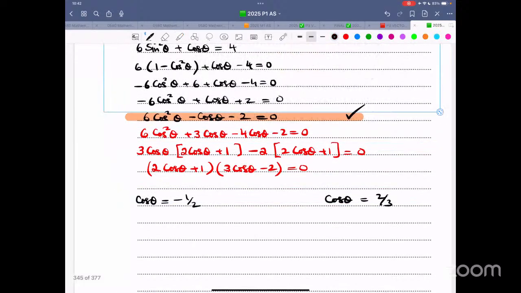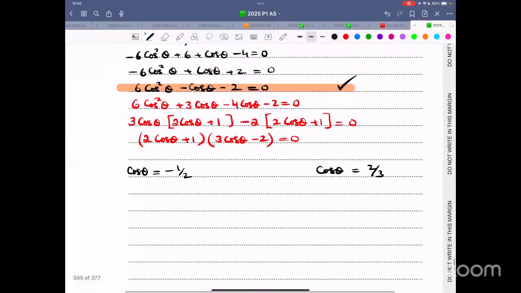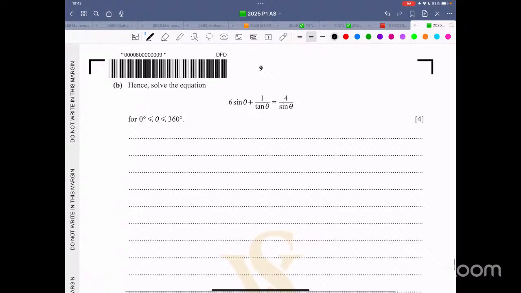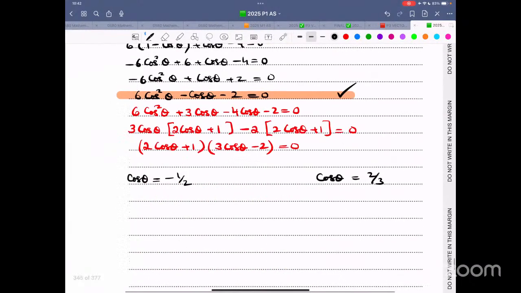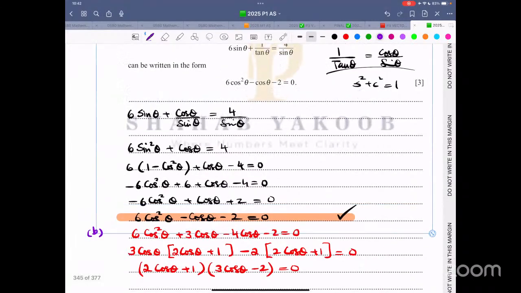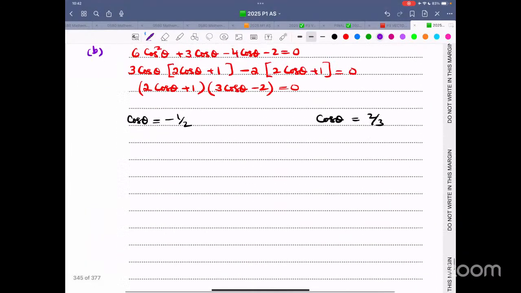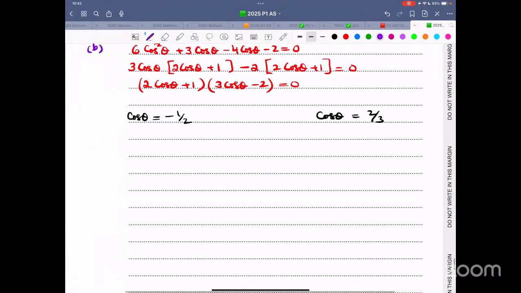So now once this is done, this is technically the next part. Now it says, hence solve this equation: 6 sine theta plus 1 over tan theta is 4 over sine theta. That is this thing. So I got started with part B right away. Now, if I transfer it to the next page, that will cause some technical issues, so that's why I'm not doing it. And theta lies between 0 and 360 degrees. So that's the same thing. Theta lies between 0 degrees and 360 degrees.